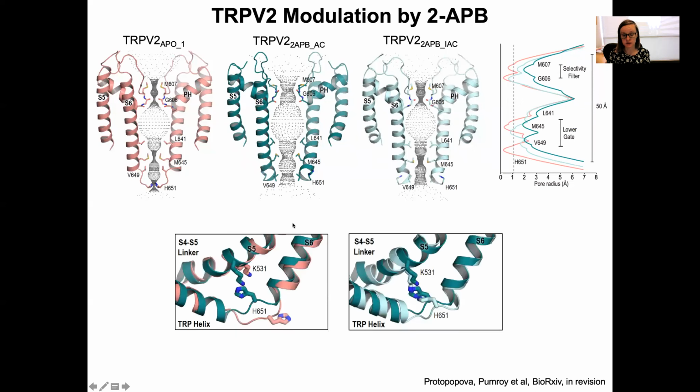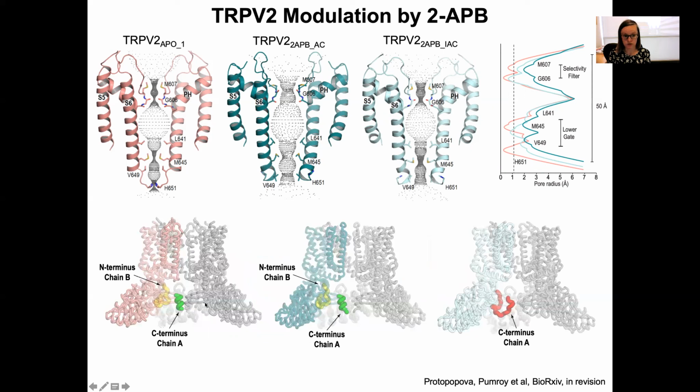And interestingly, this histidine at position 651, located between the TRP helix and S6, was actually rotating, as you can see here, from inside of the pore to outside of the pore. This is just the representation, forming almost a connection with the S4-S5 linker and holding the channel in the open conformation. And I guess this interaction gets relaxed when the protein goes back to the more closed state.